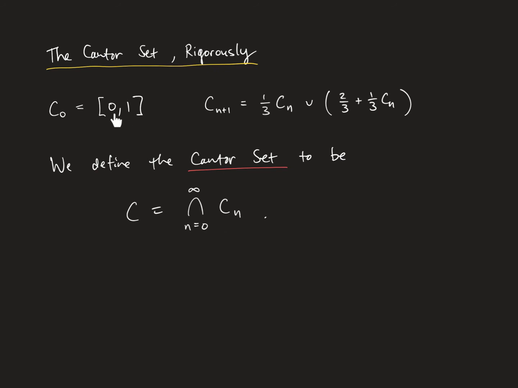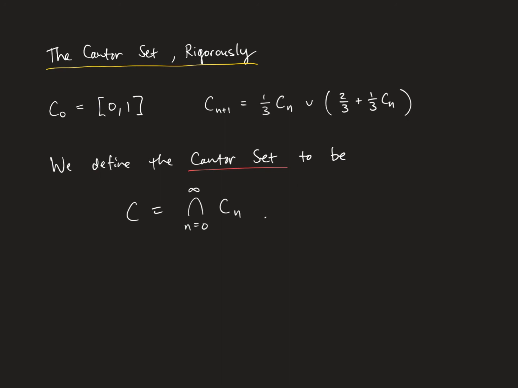Since they're nested, they're all going to be contained in 0, 1, so they're going to be bounded, and they're going to be closed since they're just inductively a finite union of closed intervals. And so we'll have this nested sequence of compact sets which are non-empty, and we have a general theorem that says when we take an intersection of nested compact sets that are non-empty, then the result is a compact set which is non-empty. So that's going to tell us that our Cantor set is a compact set which is not empty. Okay, so that's the plan.